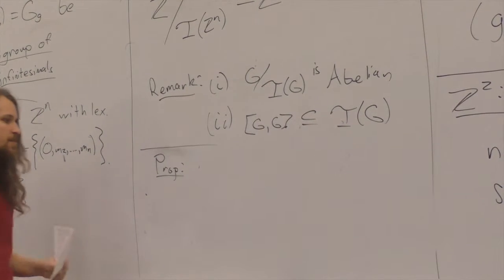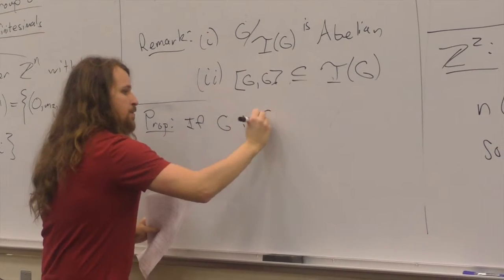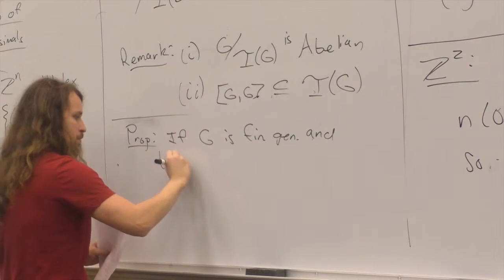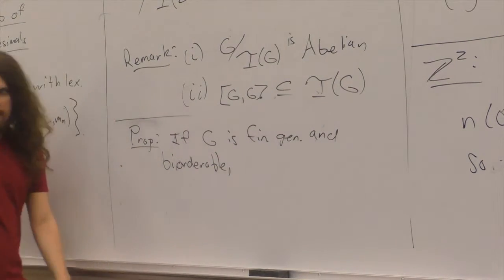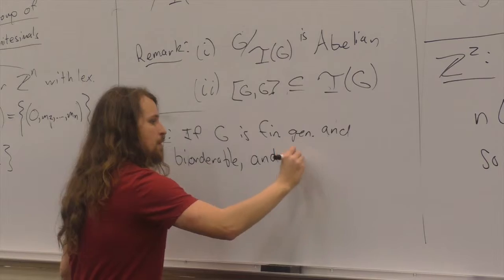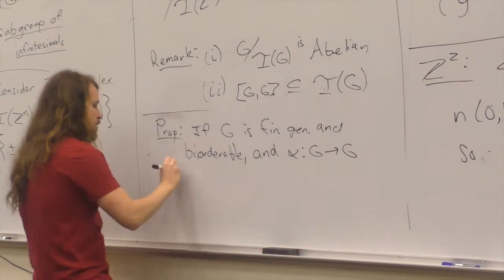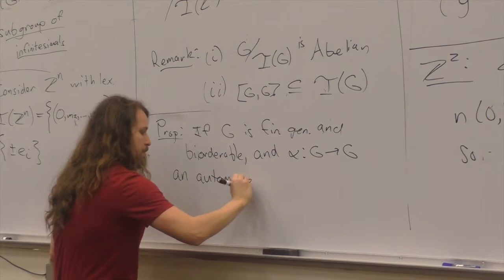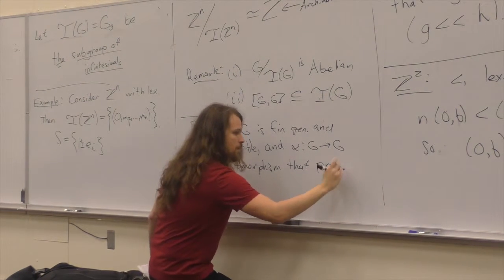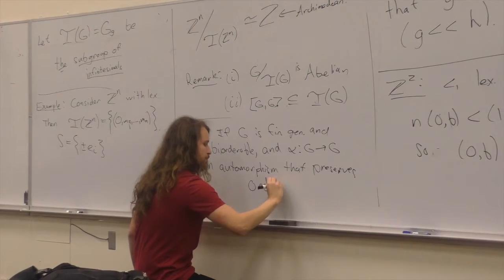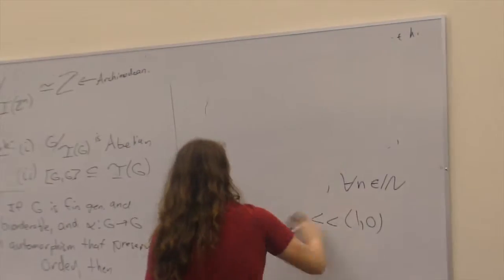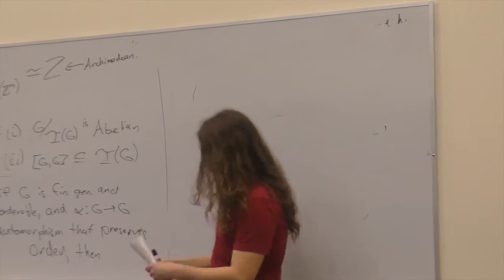So a couple of technical propositions. If G is finitely generated and bi-orderable, and we have some automorphism alpha from G to itself that preserves the bi-order, then the following two groups are also bi-orderable.